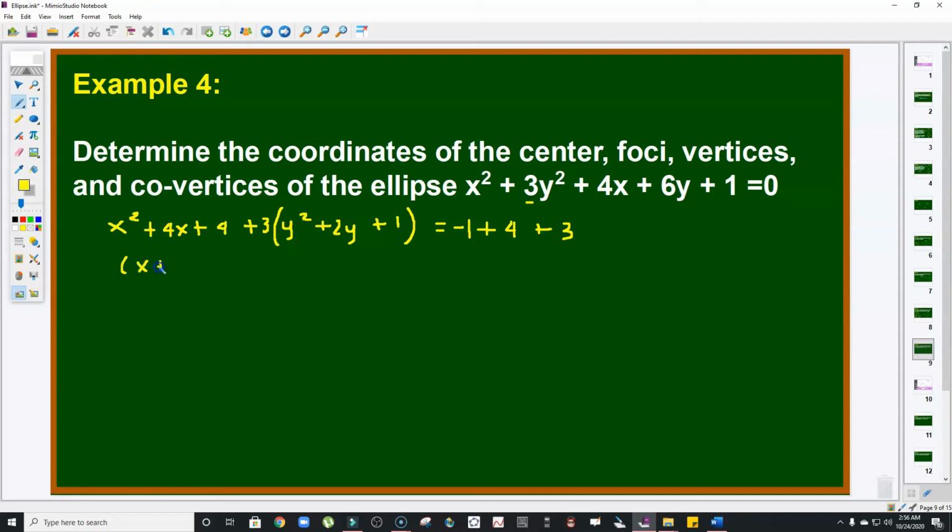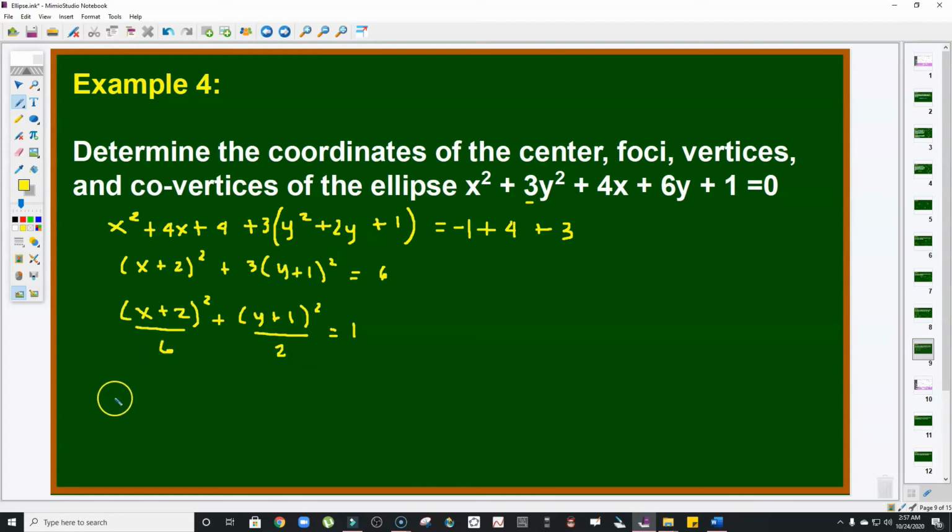So, from there, we can now express this as perfect squares. So, this is x plus 2 to be squared. Alright? While this one is 3, y plus 1 to be squared equals 7 minus 1. So, that's 6. There you go. Now, divide both sides by 6. So, I'm going to have x plus 2 to be squared over 6 plus y plus 1 to be squared over 2 equals 1.